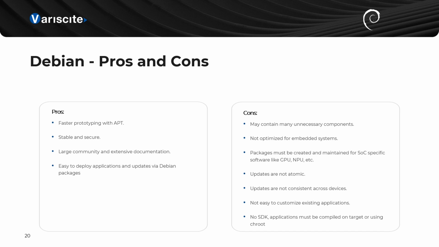And we also have the cons. Debian distributions often include a wide range of components, some of which may be unnecessary for your specific use case. This can lead to a larger system footprint than needed, which might be a drawback for resource-constrained embedded systems. While Debian is versatile, it is not specifically optimized for embedded systems. This lack of optimization can result in less efficient performance compared to other operating systems specifically designed for embedded applications.